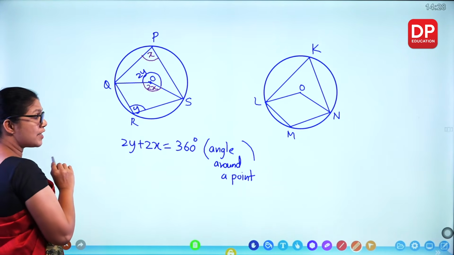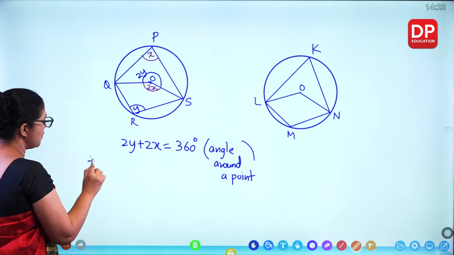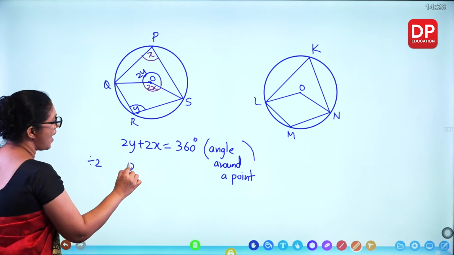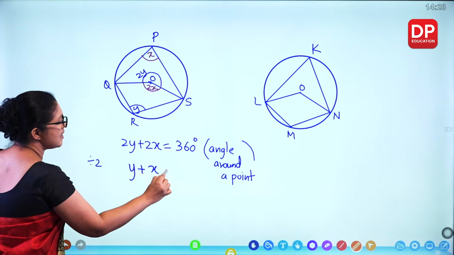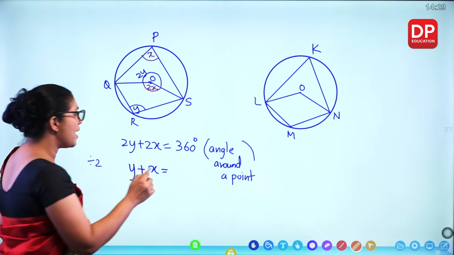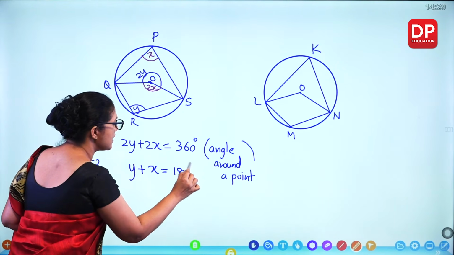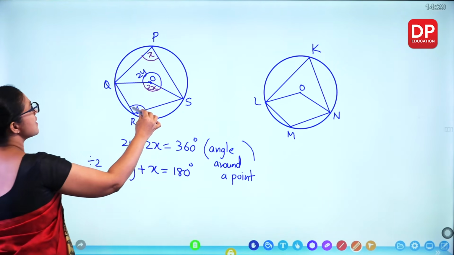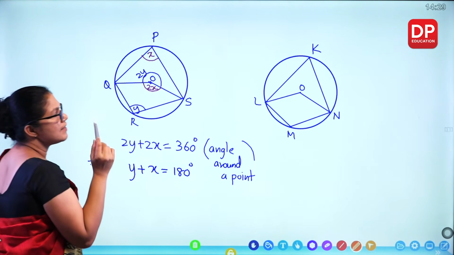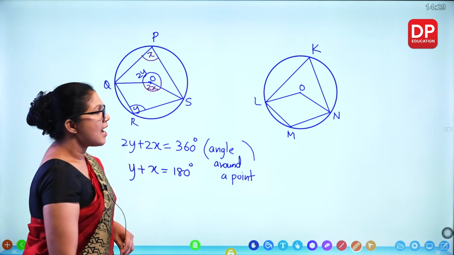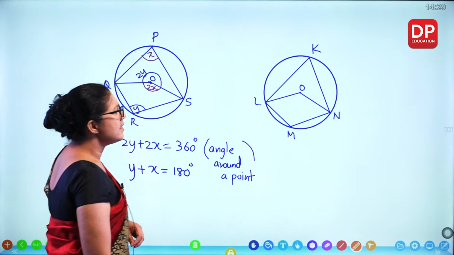So divide everything by 2. When you divide everything by 2, y plus x is equal to 360 divided by 2, 180. Y plus x is 180. We'll take this one, another cyclic quadrilateral.